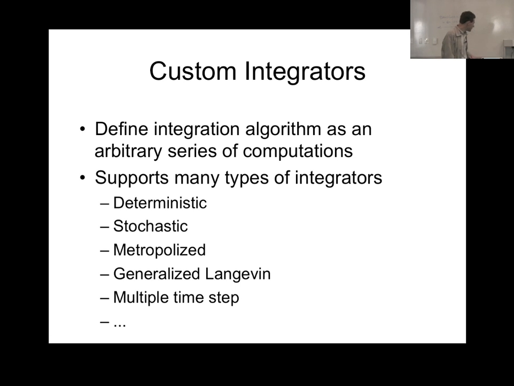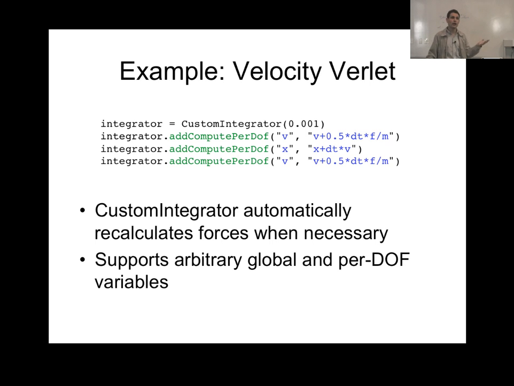And let me just give you a very simple example. So velocity Verlet. The Verlet integrator that's in OpenMM is a leapfrog Verlet. Velocity Verlet is just almost the same thing, just a slight variation on that algorithm. But it just makes a nice simple example to show how you would use it. So we create a custom integrator. We tell it that we have a time step of 1 femtosecond. That looks exactly like you were using a Verlet integrator. But now we have to tell it what algorithm to use.